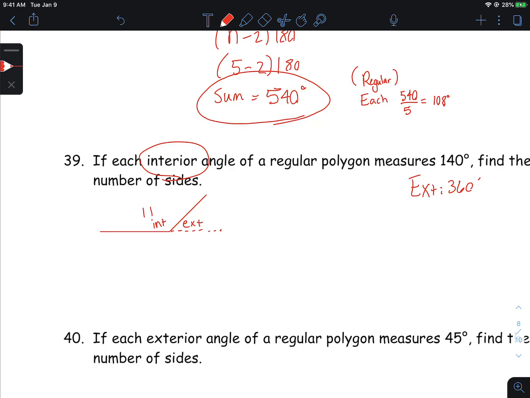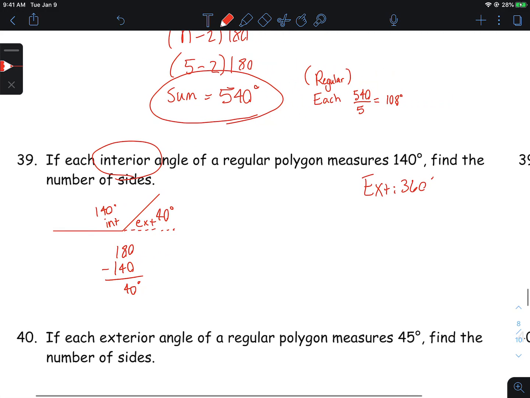So check this out here. If this is 140 degrees, we can do 180 minus 140. That gets you 40 degrees. And then since we know all exterior angles sum to 360, we can just do 360 divided by 40 degrees right there. And that would get us 9. So in this case, 9 sides.